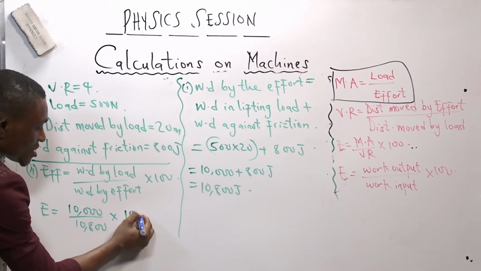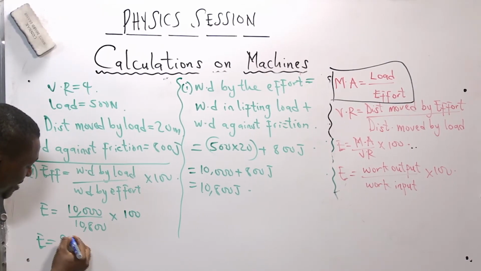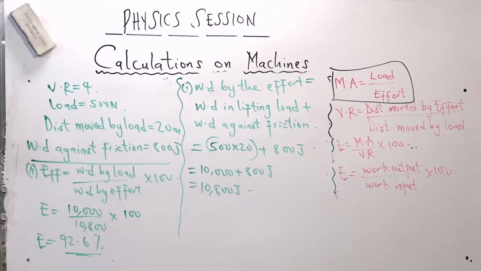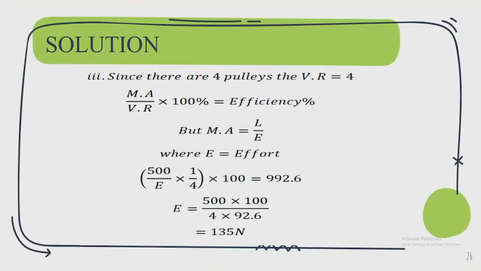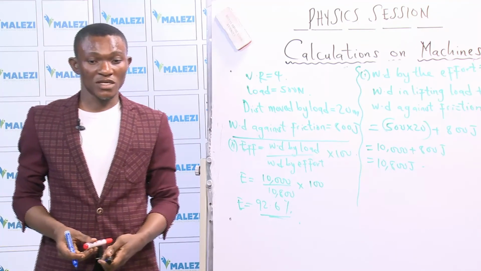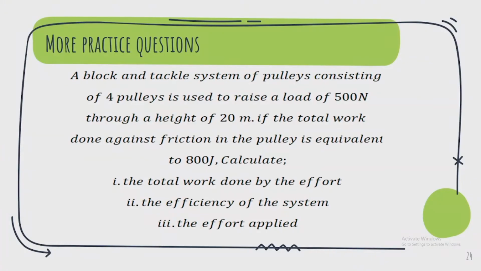So all we need to do is multiply this by 100. And when we do this, we get a value of 92.6%. You can just put this in your calculators. You get 92.6%. The last question says to calculate the effort applied. But before we can calculate the effort applied, we need to calculate the mechanical advantage of the system.